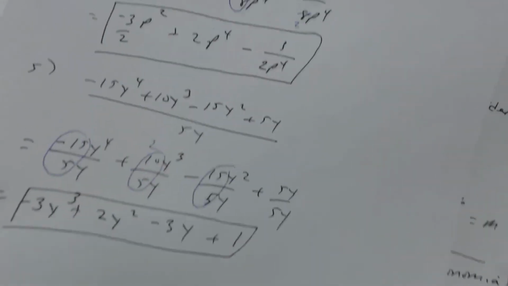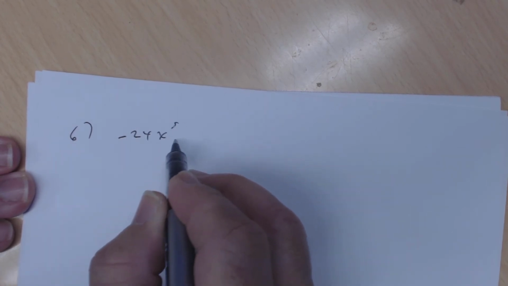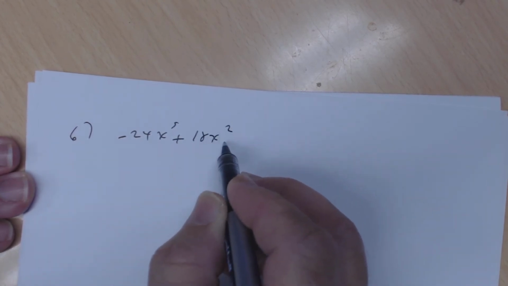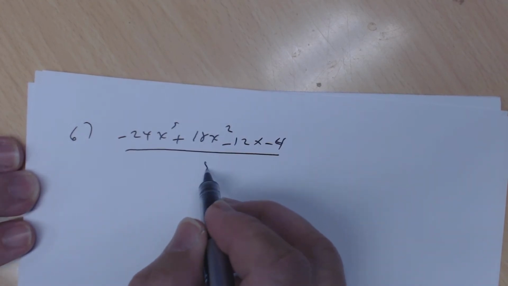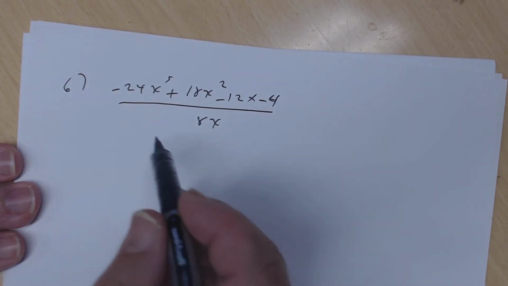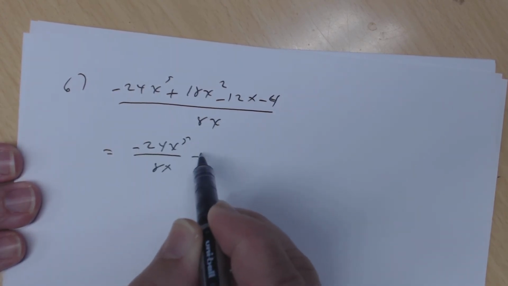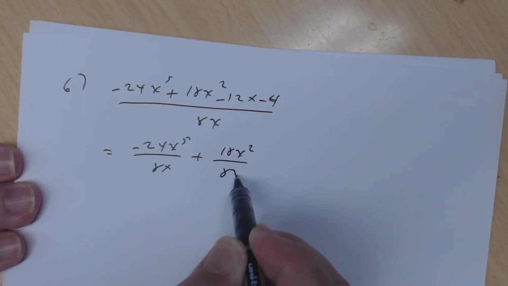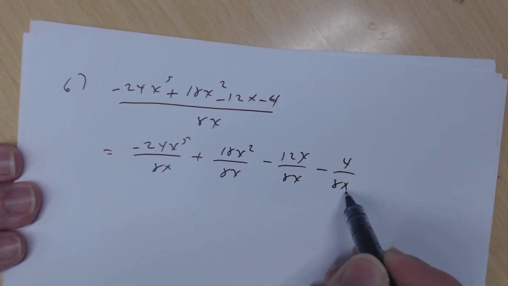All right, number 6. Okay, so number 6, you have negative 24x to the 5th plus 18x squared minus 12x minus 4 divided by 8x. All right, so again, rewrite this as separate fractions. So this is going to be negative 24x to the 5th divided by 8x plus 18x squared divided by 8x minus 12x divided by 8x minus 4 divided by 8x.